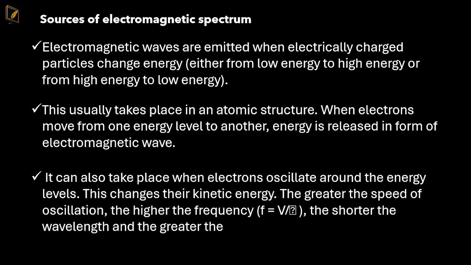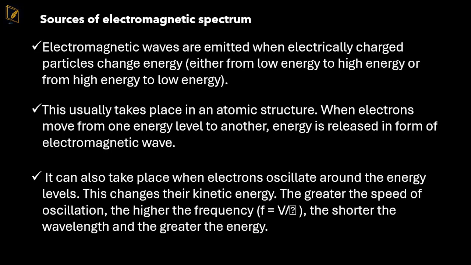It can also take place when electrons oscillate around the energy levels. So electrons oscillate in the energy levels, and this changes their kinetic energy. The change in their kinetic energy releases these radiations. So the greater the speed of oscillation, the higher the frequency.